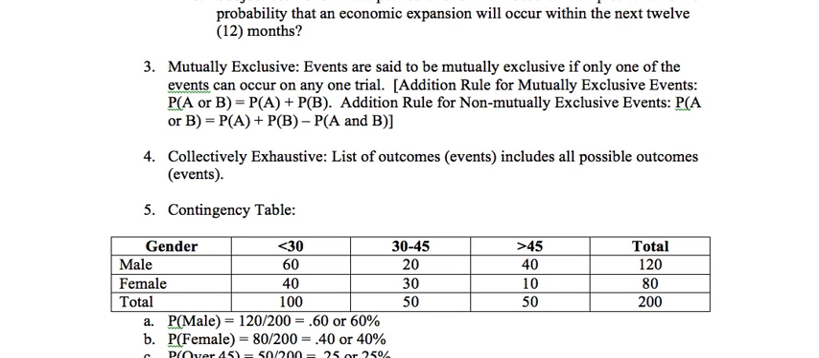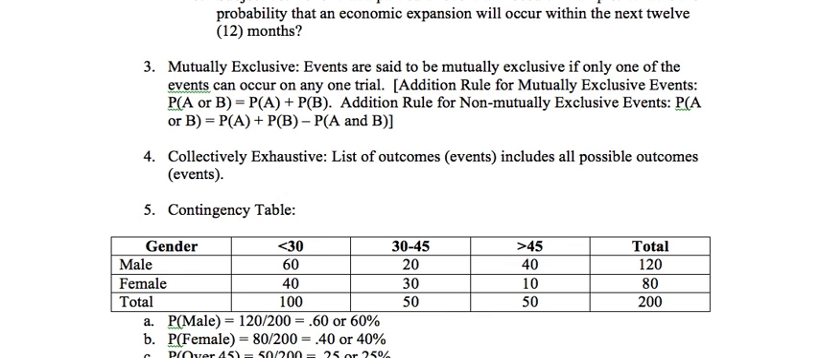And then to determine the probability of these types of events, the probability of A or B will be the summation of the probability of A plus the probability of B. And then we have to subtract out the joint probability that A and B may occur simultaneously.